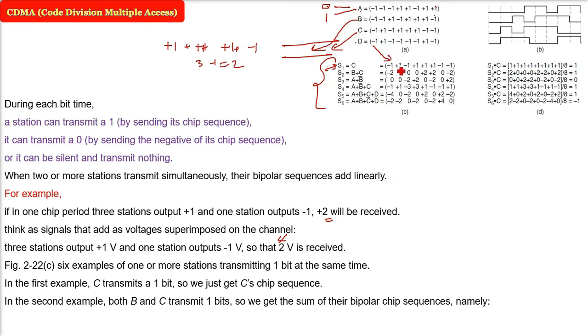In the second example, S2, both B and C are transmitting 1. So what do we do? We will take the pairwise combination and addition of these bits. How do you do it? -1, -1 is -2. -1, 1 is 0. And so on. The last one is -1, -1, that will be -2. You got the idea? How do we get it? You multiply and then write, then add and then write. This is how you get it. And finally, you have to write the sequence.